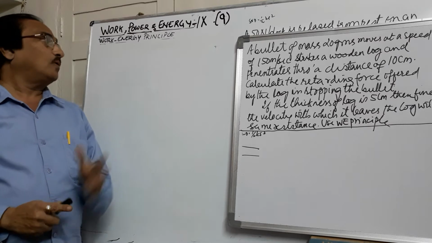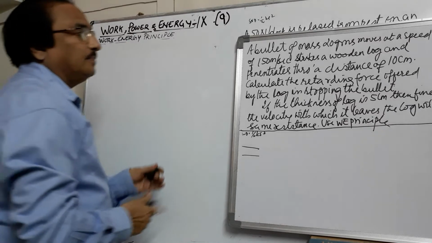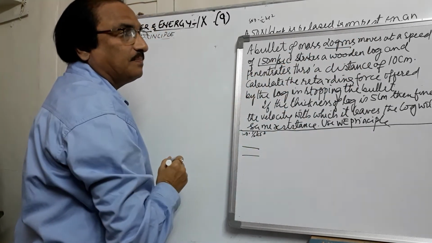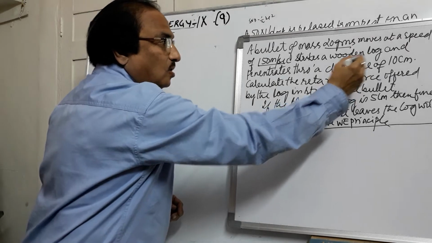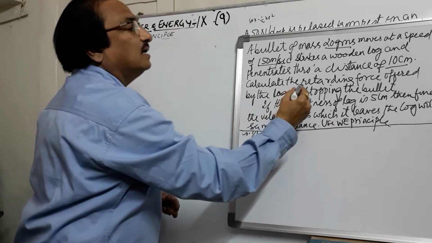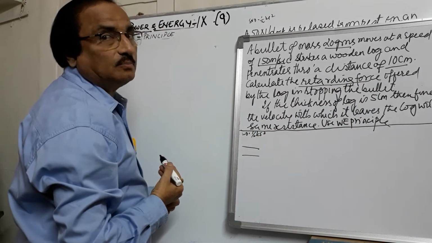Today we'll see some more problems on work energy principle. Let's see the problem here. A bullet of mass 20 grams moves at a speed of 150 meter per second, strikes a wooden log and penetrates to a distance of 10 centimeters. Calculate the retarding force offered by the log in stopping the bullet.